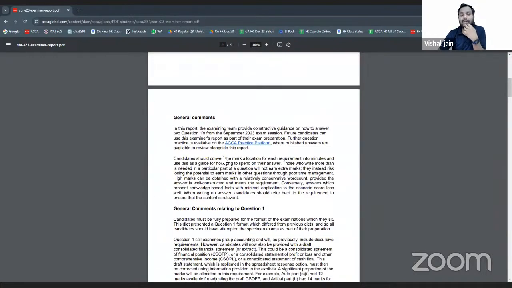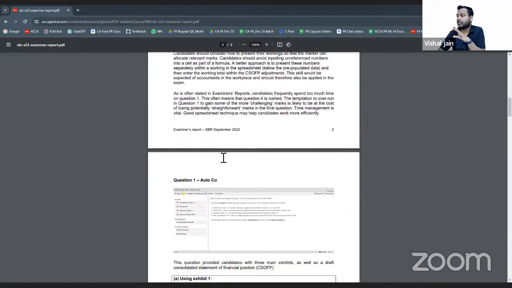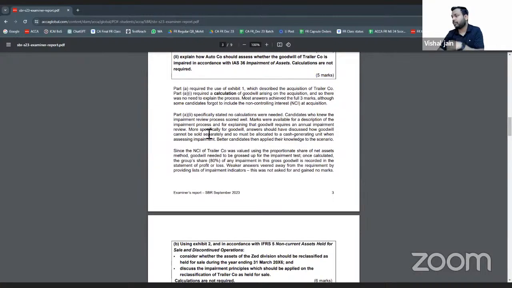In the examiner report, the ACCA examining team mentions what mistakes were made by students in the exam, and the intent of the ACCA examining team is that you should not repeat these mistakes. You can make new mistakes, but do not repeat these mistakes. Now see how they mention it. I'll show it to you.